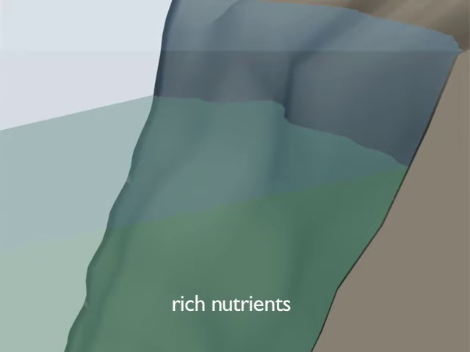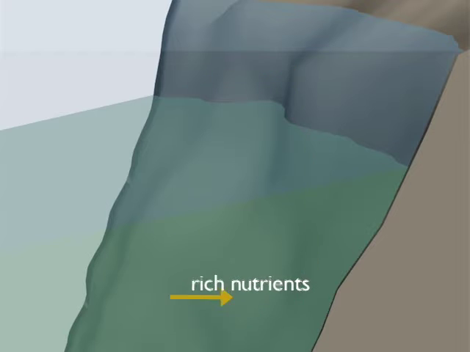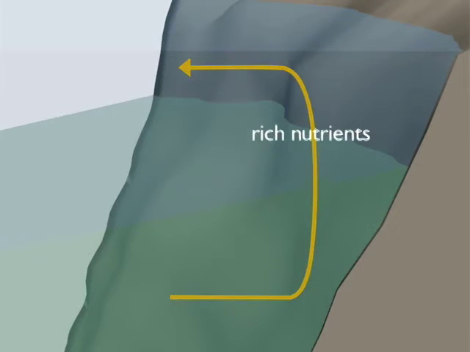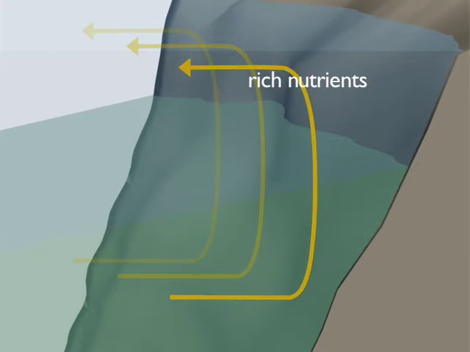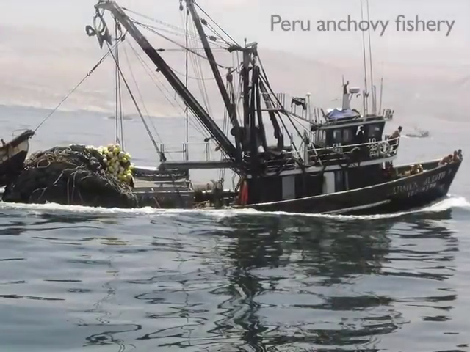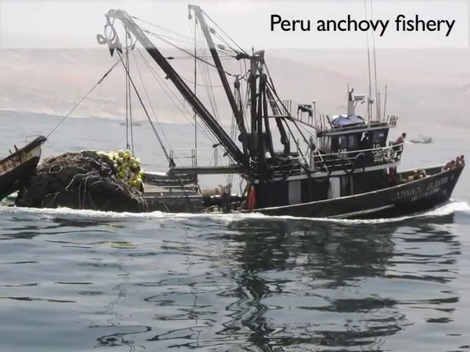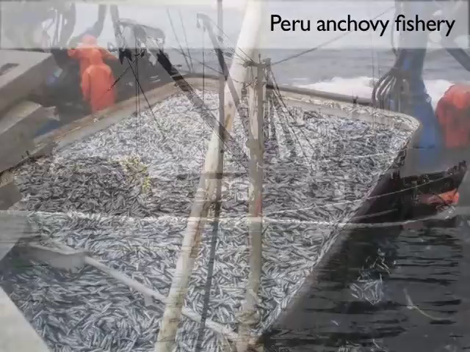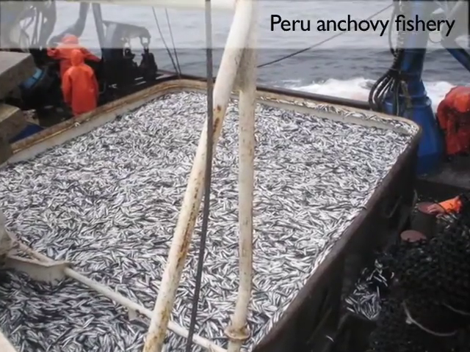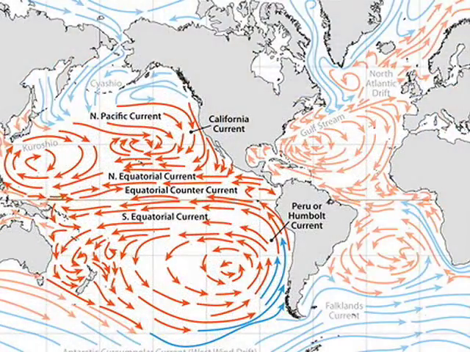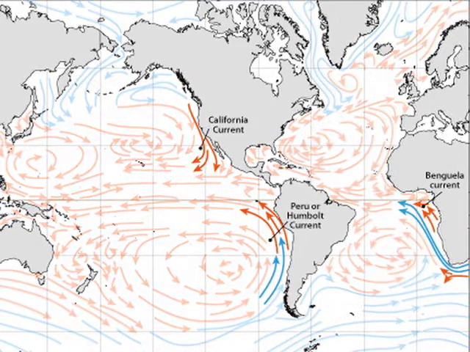Upwelling brings rich nutrients towards the surface if the source water originates from nutrient-rich water. This nutrient-rich water at the surface creates an abundance of phytoplankton and small pelagic fish, such as anchovies. Due to upwelling, Peru is famous around the world for its anchovy fisheries. The California and Benguela currents are also famous for their biologically rich coastal upwelling.